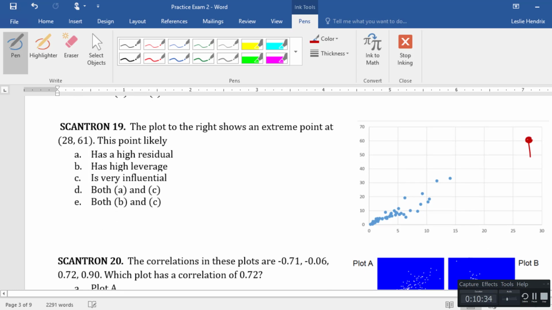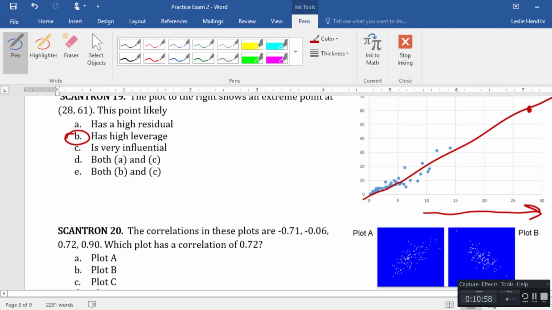That's California in our gas tax data set from Regression. What would that point be considered? Well, it's not going to have a high residual because the line would pretty much go right through it. And even if we removed it, it wouldn't change the line. So it's not influential. It doesn't have a high residual, but it does have high leverage because it's far away from the other points in the x direction.